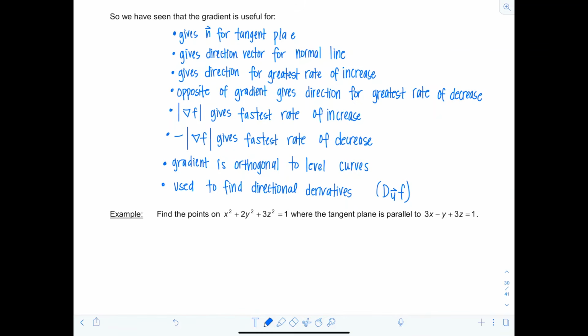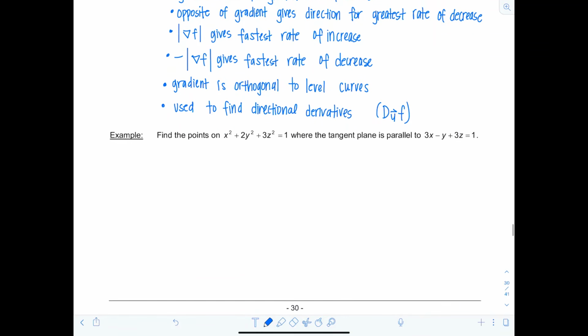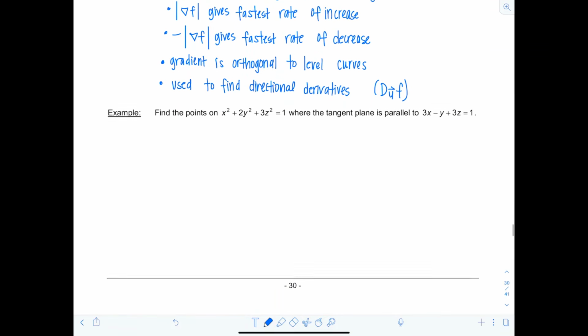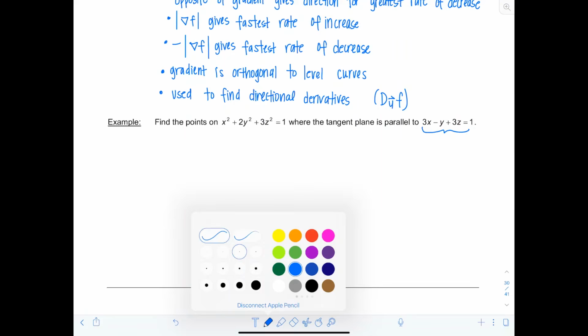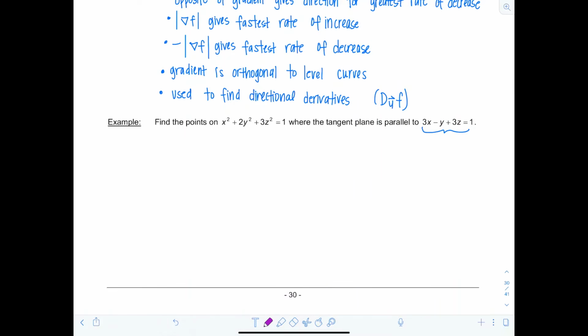Okay, so last example, way to go. So find the points on the surface where the tangent plane is parallel to this plane here. Okay, well, what's the normal vector for this plane? The normal vector has components 3, -1, 3. All right. So I want to know where's the gradient of f equal to k times n, where k is a scalar.